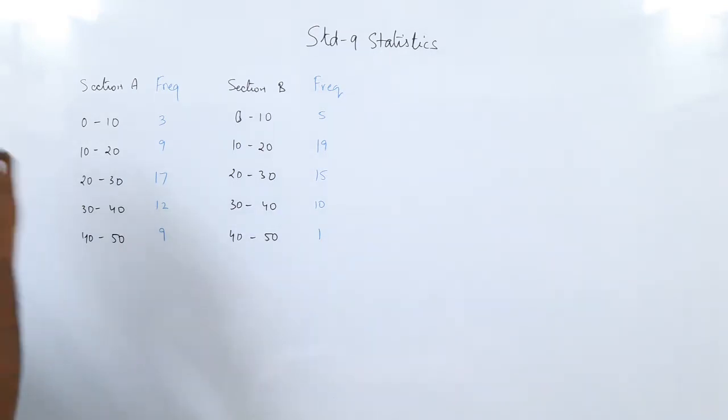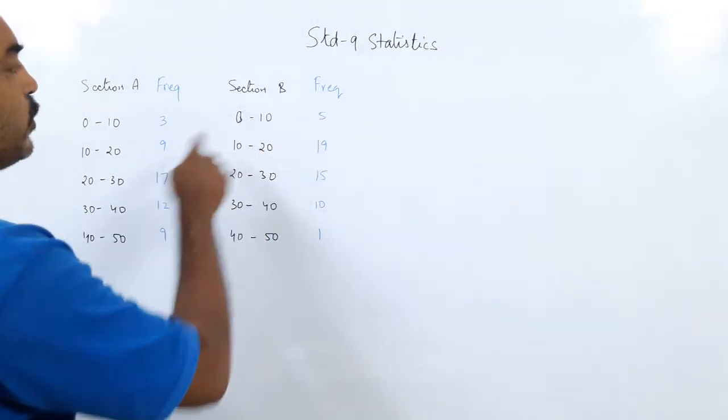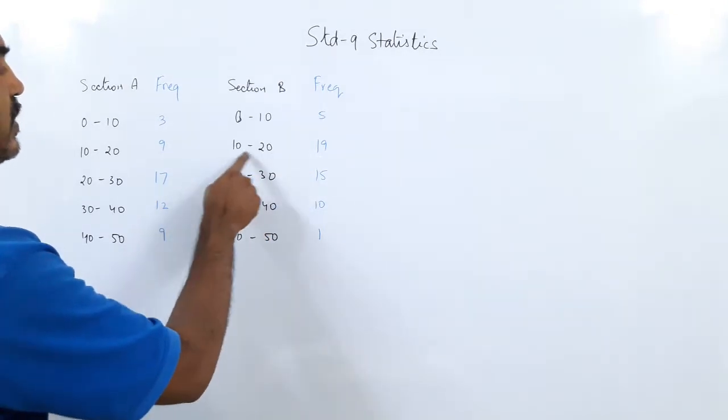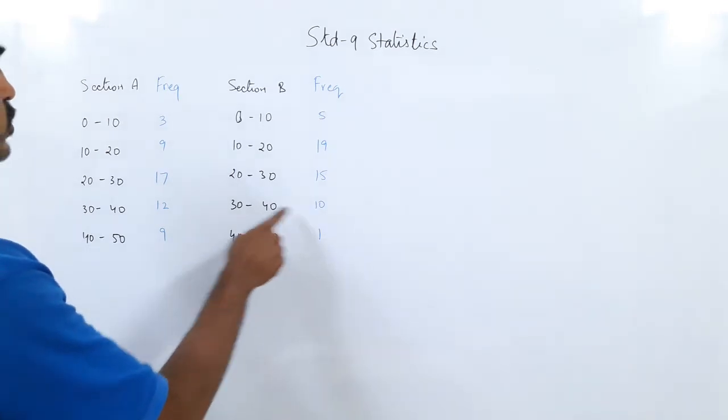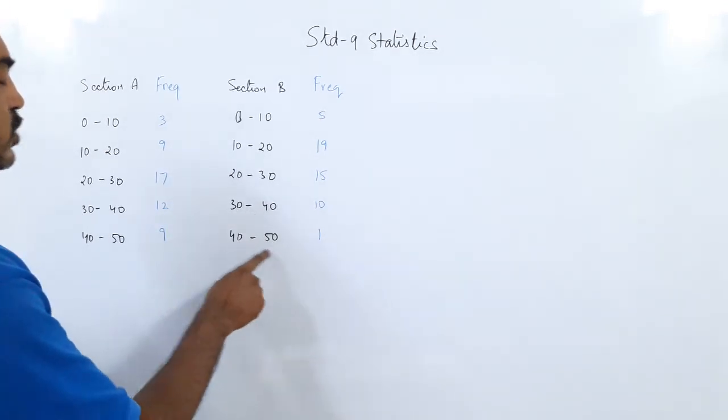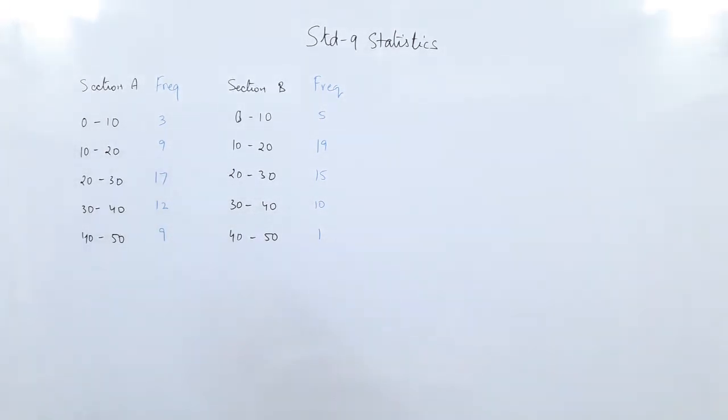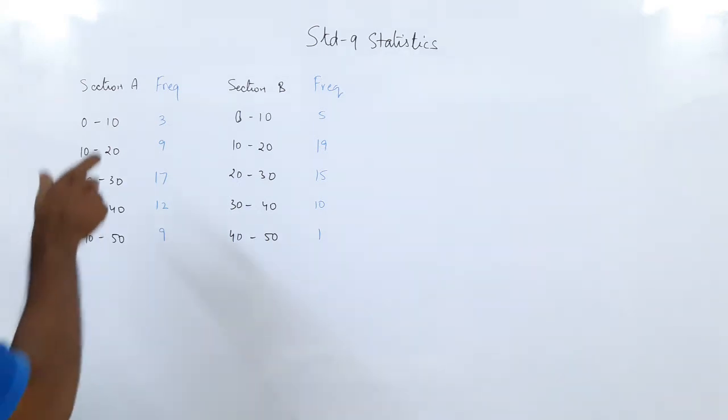In section B, 5 students are getting between 0 and 10, 19 students between 10 and 20, 15 students between 20 and 30, 10 students between 30 and 40, and 1 student between 40 and 50. Now the question says, draw the frequency polygons, both of these polygons, in the same chart, and then compare and say which class performs better. So for the frequency polygon, first we'll check, is the data continuous?